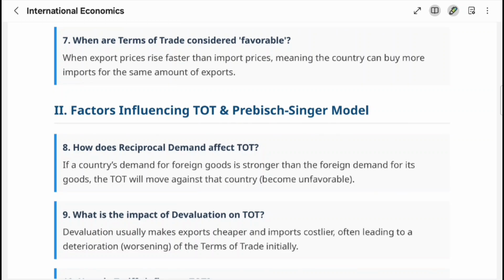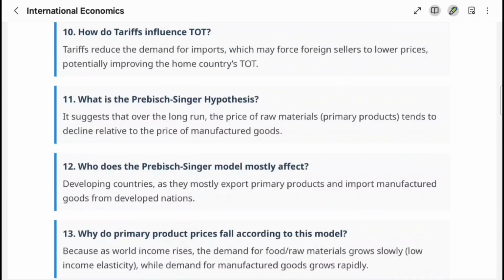Question 9. What is the impact of devaluation on TOT? Devaluation usually makes exports cheaper and imports costlier, often leading to a deterioration of the terms of trade initially. Question 10. How do tariffs influence TOT? Tariffs reduce the demand for imports, which may force foreign sellers to lower prices, potentially improving the home country's TOT.